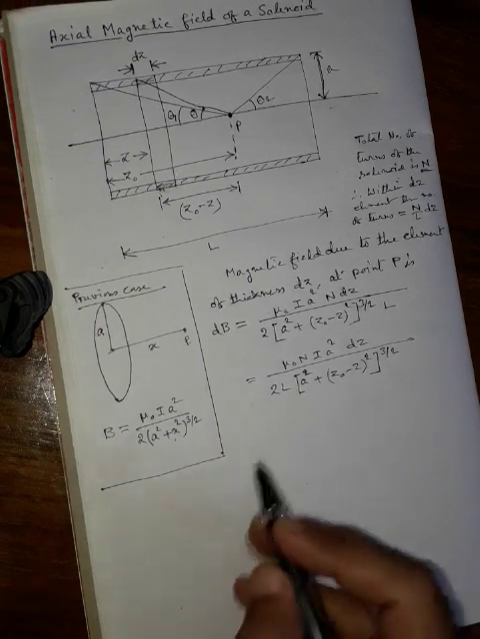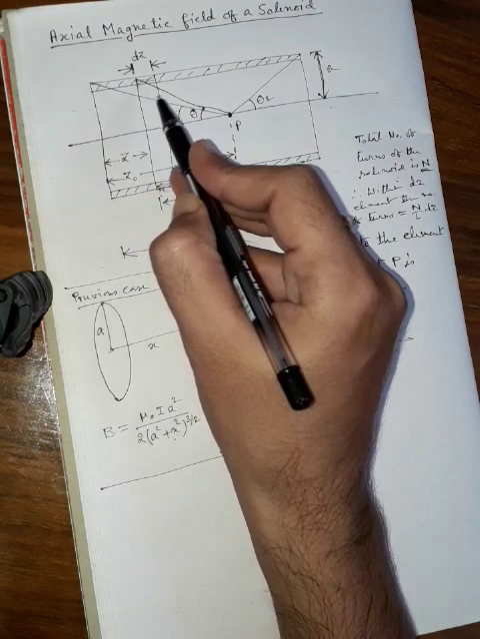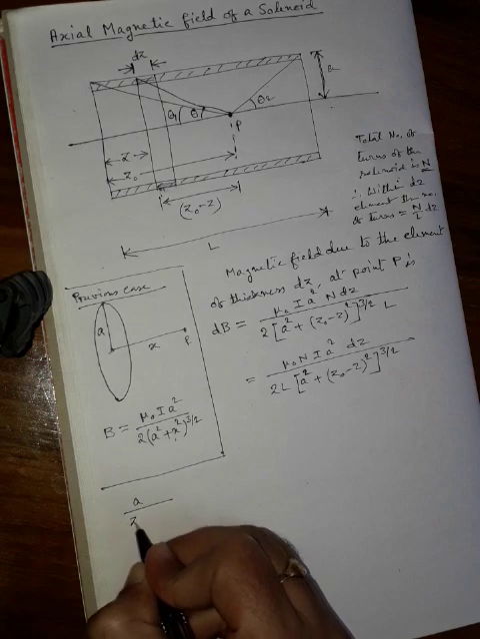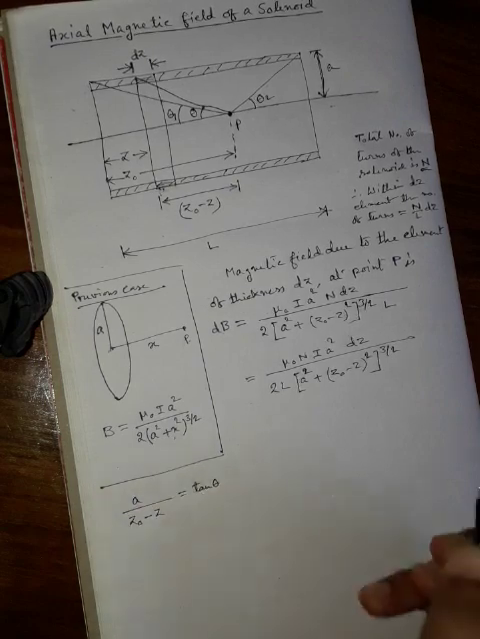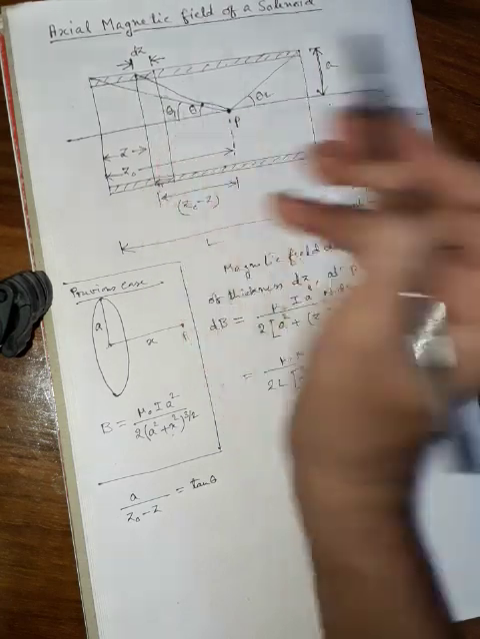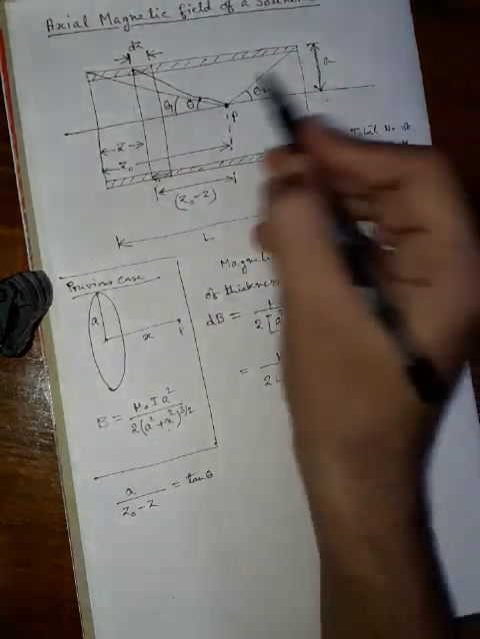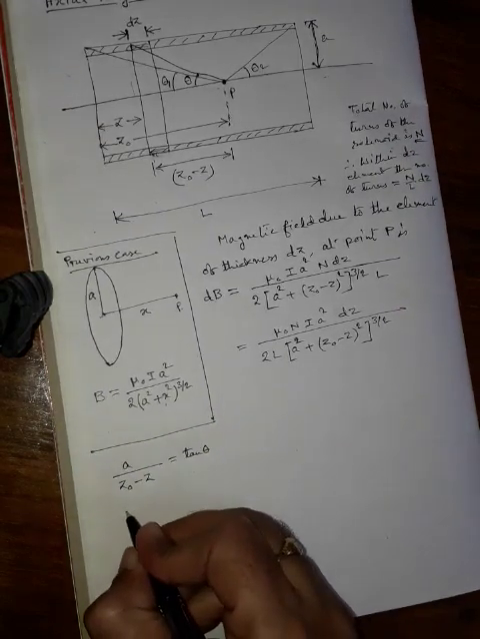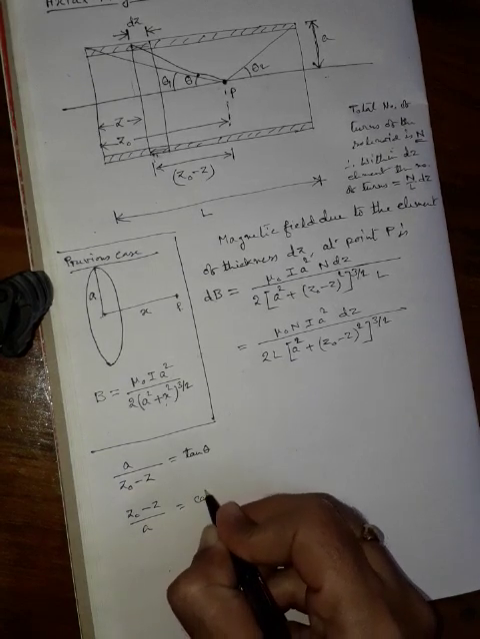First of all, from this figure, look, A by z0 minus z is equal to tan theta. This is A, this length is actually the radius. A by z0 minus z, this length, is equal to tan theta. Just take its inverse, z0 minus z by A is equal to cot theta.